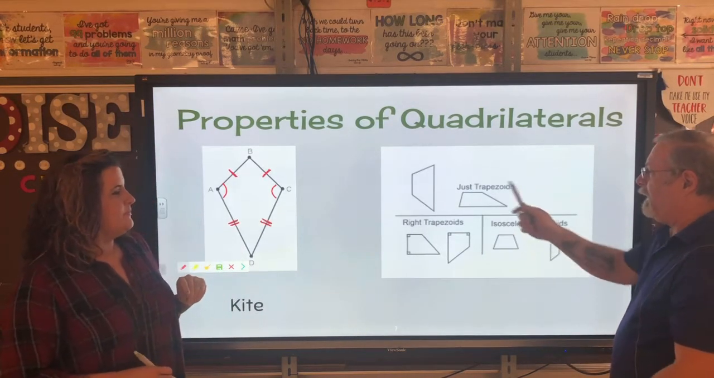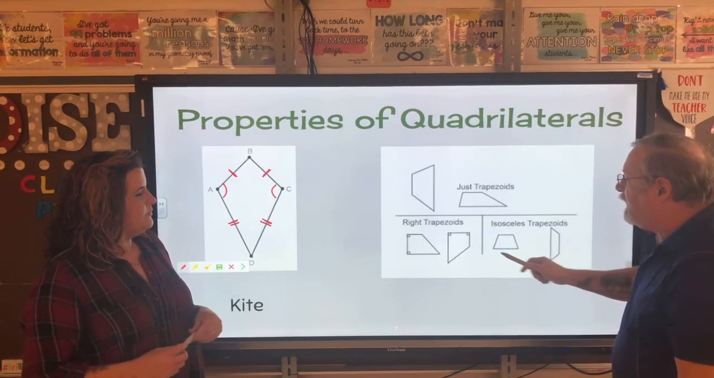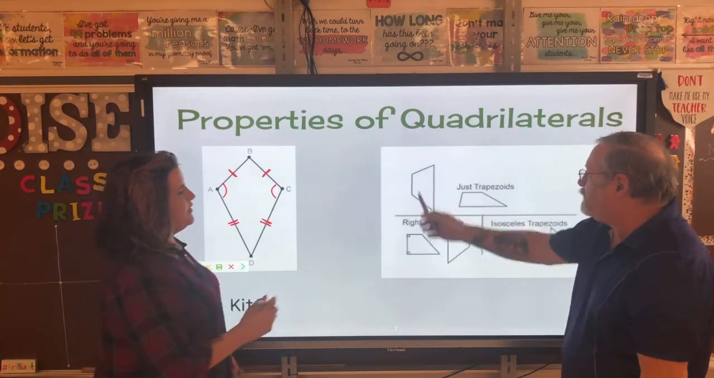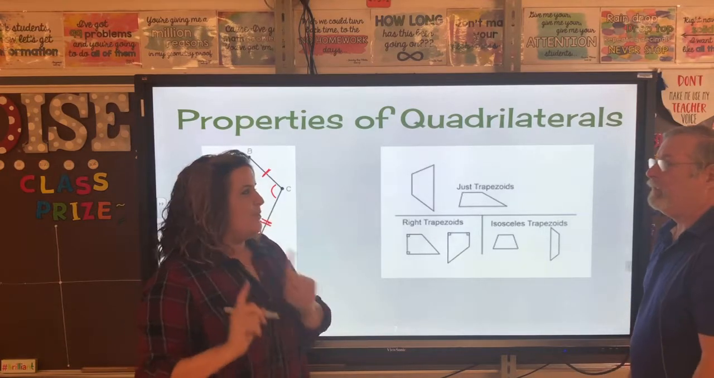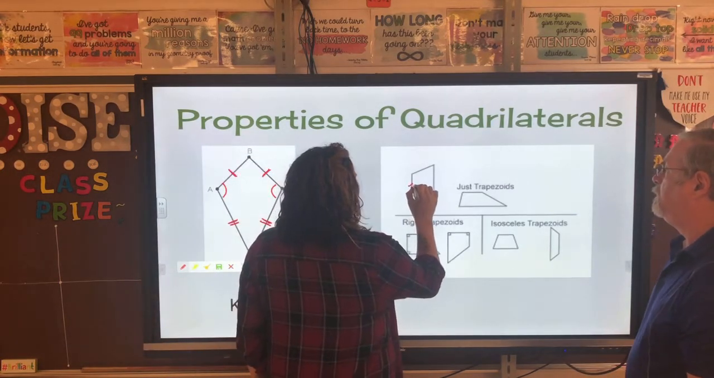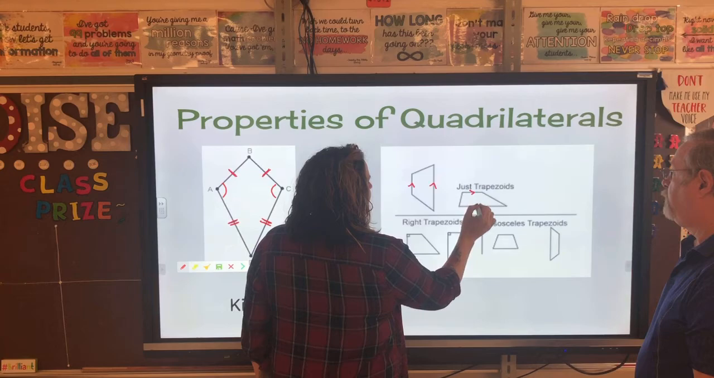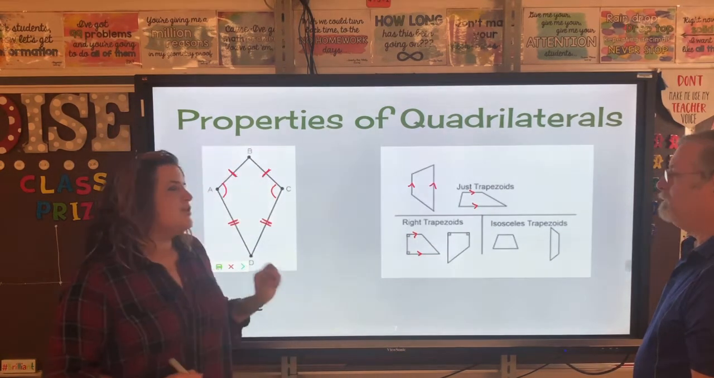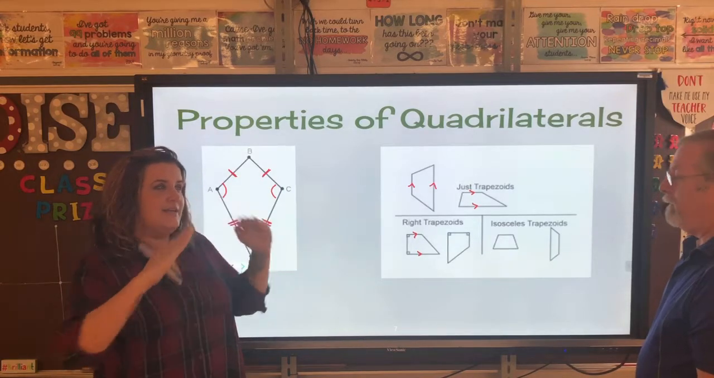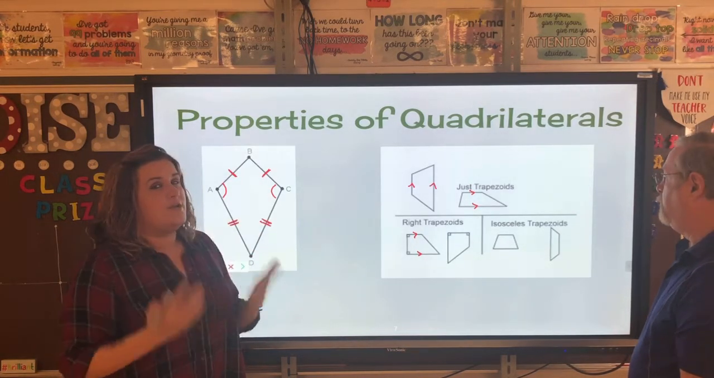And you can see that in any of these that you look at, you have one set that's parallel to each other, no matter how we draw them. The bases are parallel. So this one is parallel to this one. That one is parallel to that one. That one is parallel to that one. The bases are parallel. The legs, which are the things connecting the bases, are not parallel.